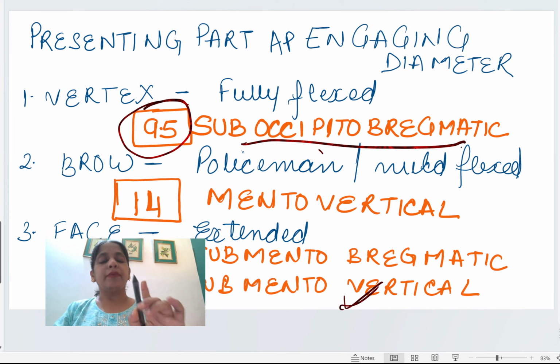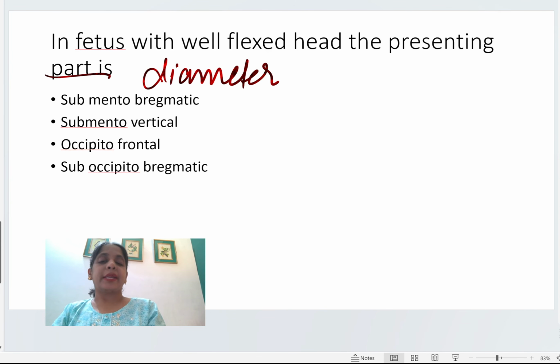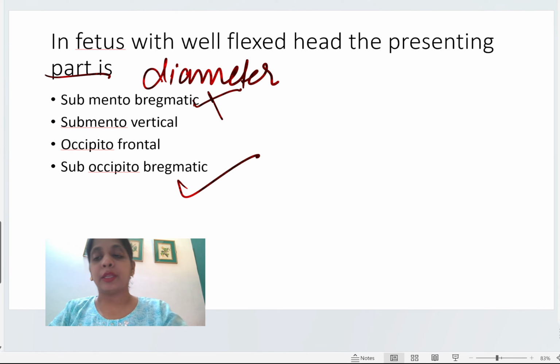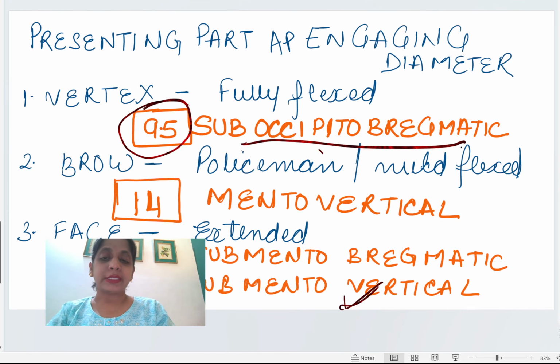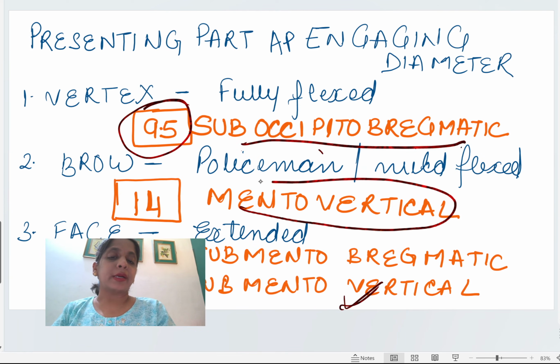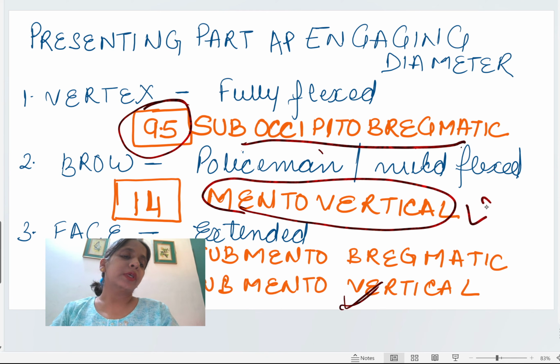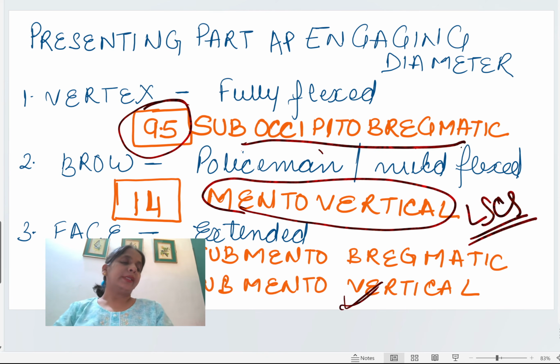So here only two questions are asked. They have asked, with a well flexed head the presenting diameter is suboccipito-bregmatic, and the longest diameter, which is 14 centimeters, is in the brow presentation, mento-vertical. Here we do cesarean, because it is such a long diameter that the fetus cannot pass through the pelvis in this position.